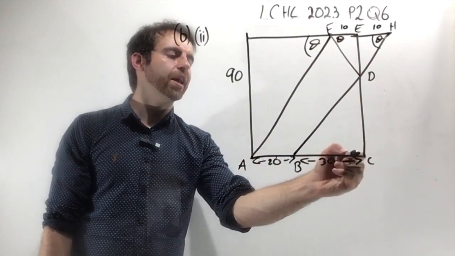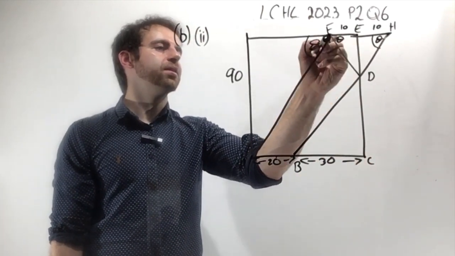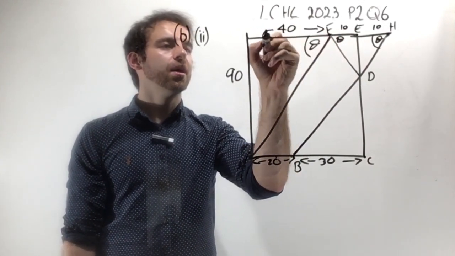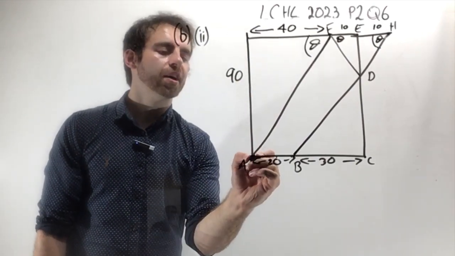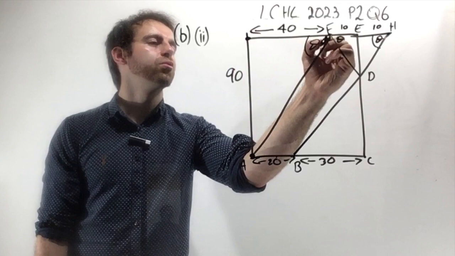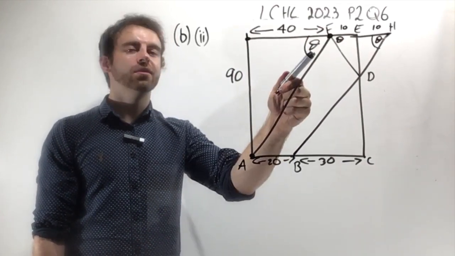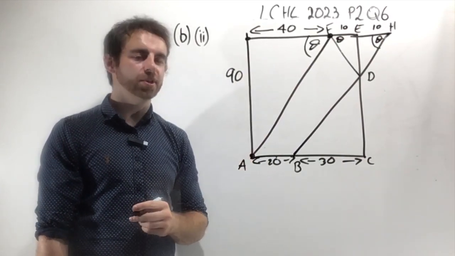Now let's look at the full rectangle. The distance from A to C is 50. So if this distance here is 10, then I know that this distance here is 40. And if I have that distance, that's the thing I wanted all along. Because now this is just junior cert trigonometry. We just have a right angle triangle. I want to find the angle theta. I know the opposite is 90 and I know the adjacent is 40.